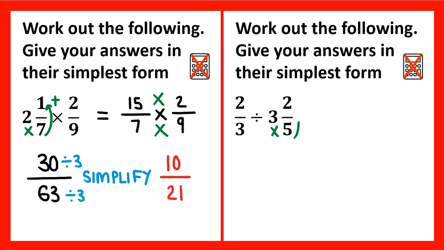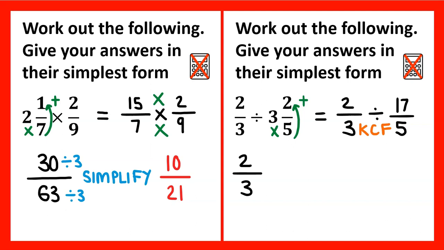3 times 5 is 15, and add 2 is 17, so 2/3 divided by 17 over 5. Once in this form, dividing by a fraction is the same as multiplying by its reciprocal, so we can keep the first fraction the same, change the sign to a multiplication, and find the reciprocal of the second fraction by flipping it upside down. 2/3 will remain the same. The division will change to a multiplication, and 17 over 5 will become 5 over 17.